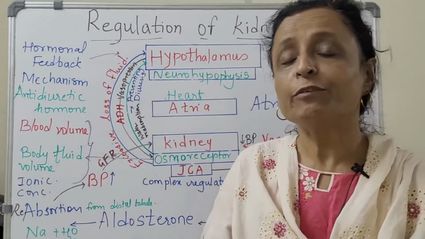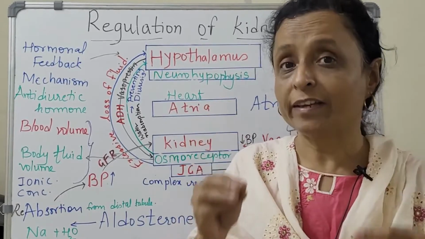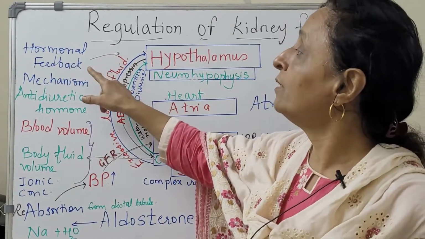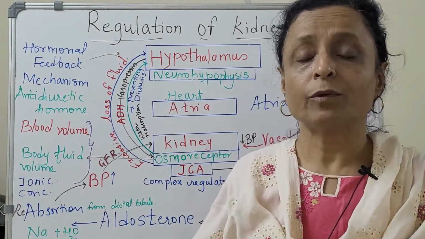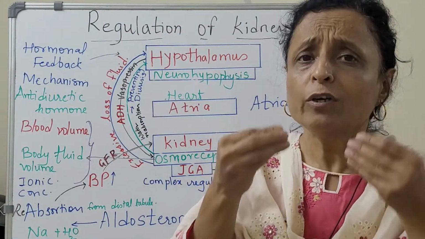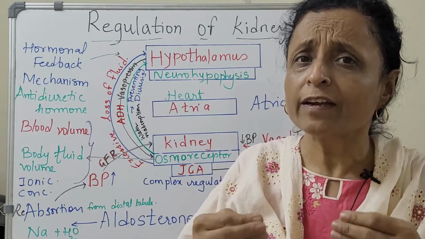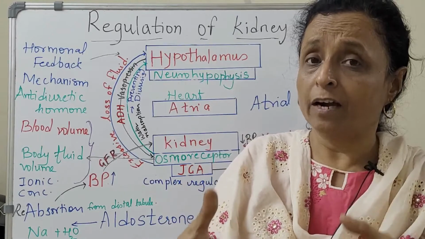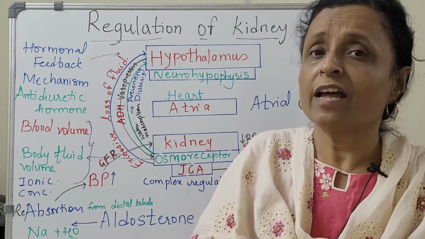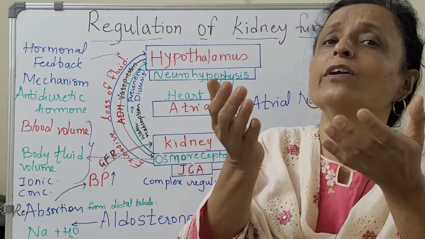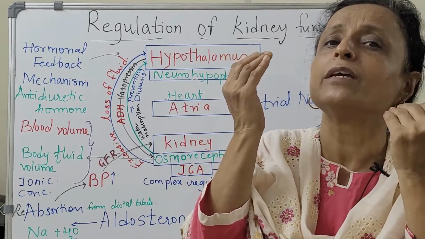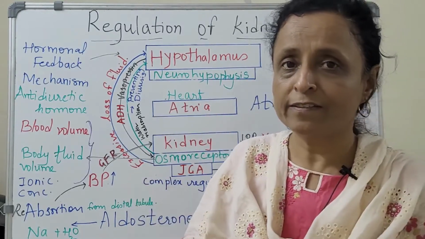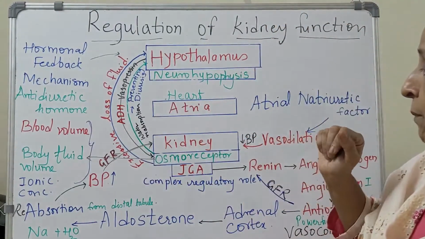Now, the function of the kidney is regulated and monitored by a hormonal feedback mechanism. What is that? The hormone controls the function of the kidney, and it is there in the blood to regulate its function, and as the hormone goes on increasing, it gives a signal to the hypothalamus to stop the hormone. So let us see how the regulation takes place.